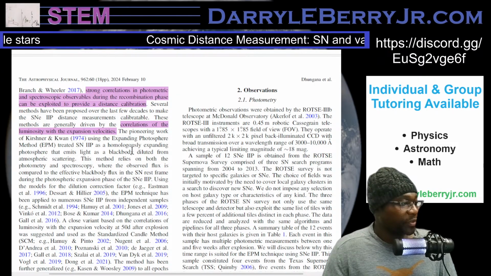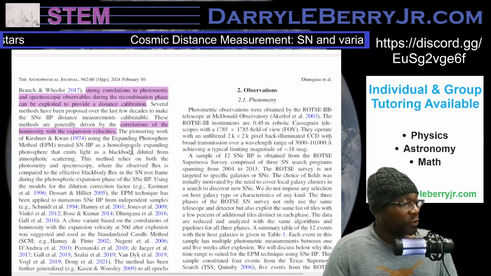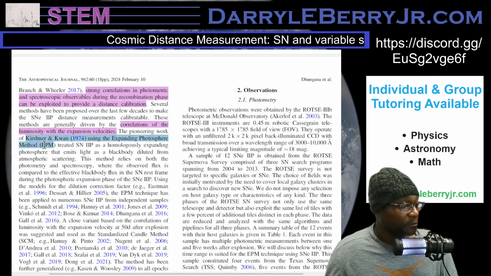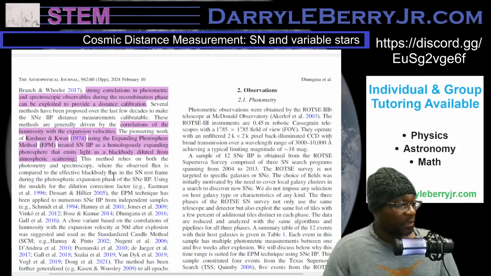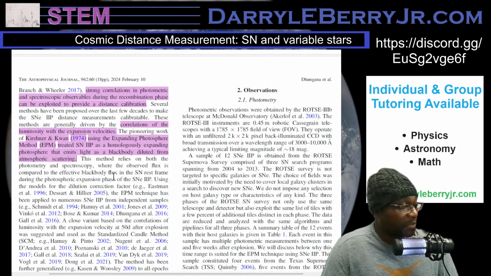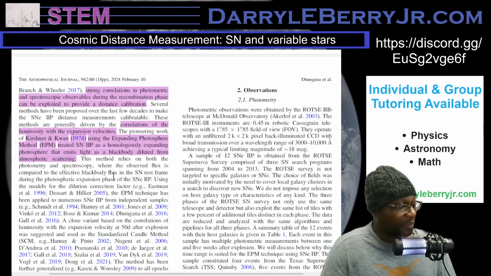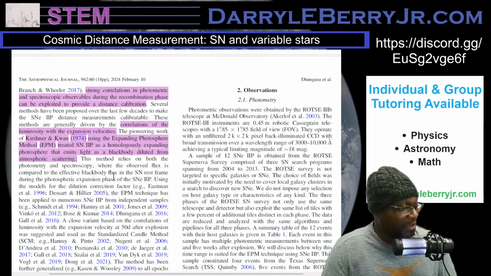The pioneering work of Kirshner and Kwan back in 1974, using the expanding photosphere method, treated 2Ps as a homogeneously expanding photosphere that emits light as a black body, diluted from atmospheric scattering. This method relies on both photometry and spectroscopy, where the observed flux is compared to the effective black body flux in the supernova rest frame during the photospheric expansion phase of the supernova 2P, utilizing models for the dilution correction factor.